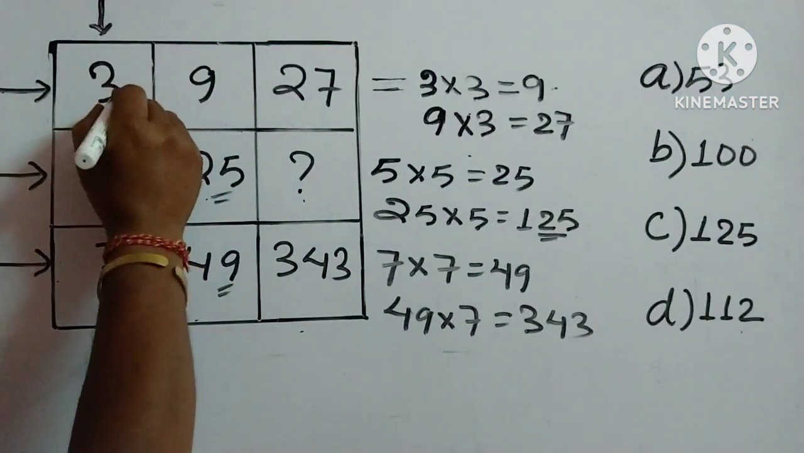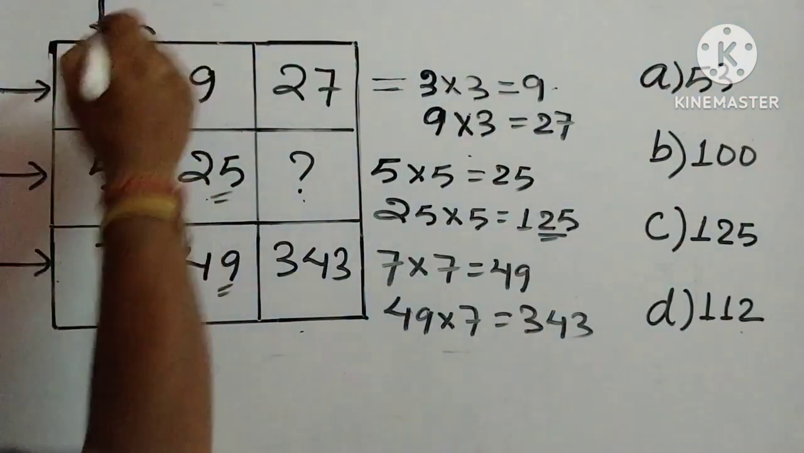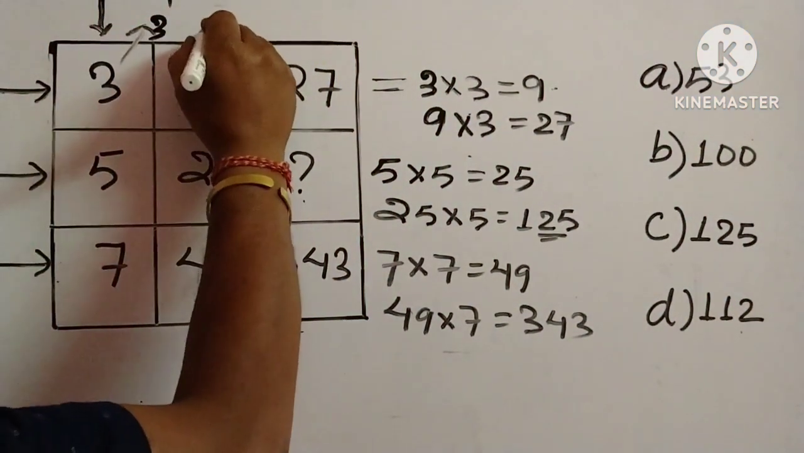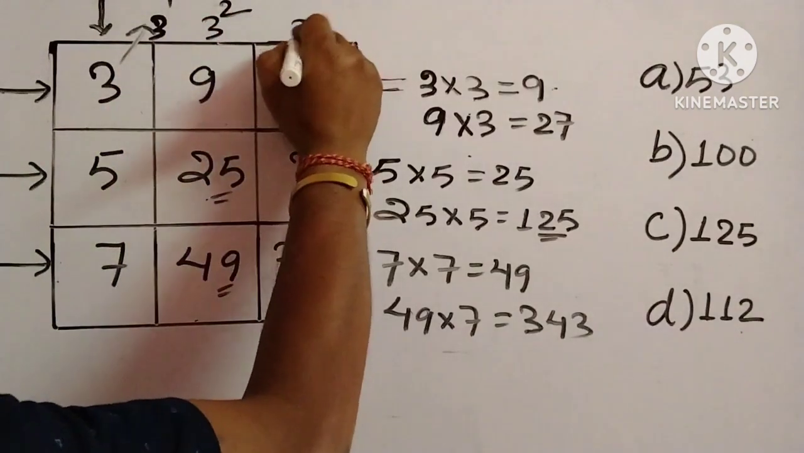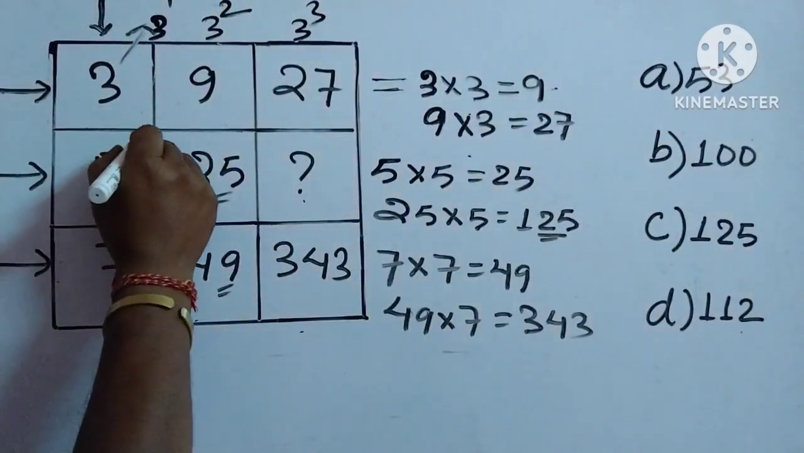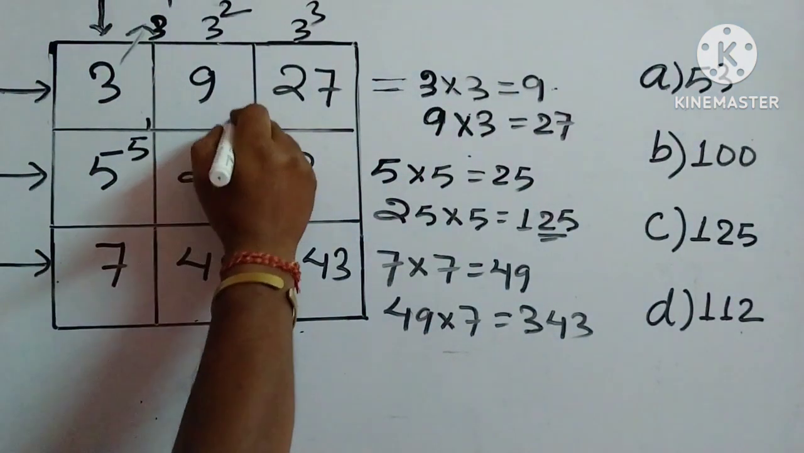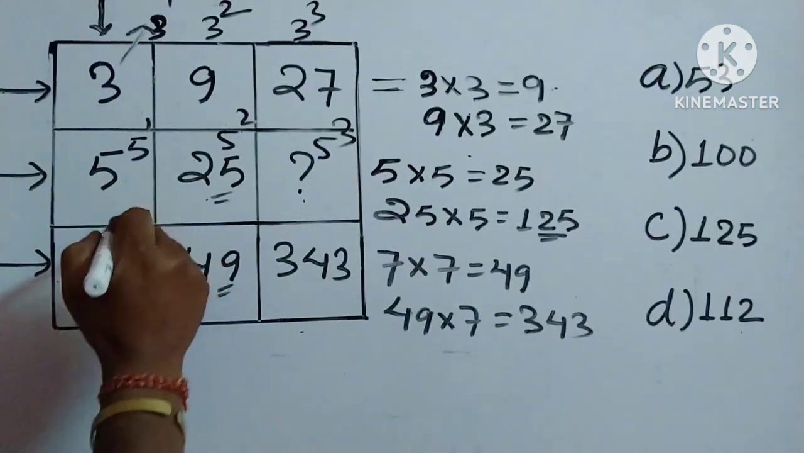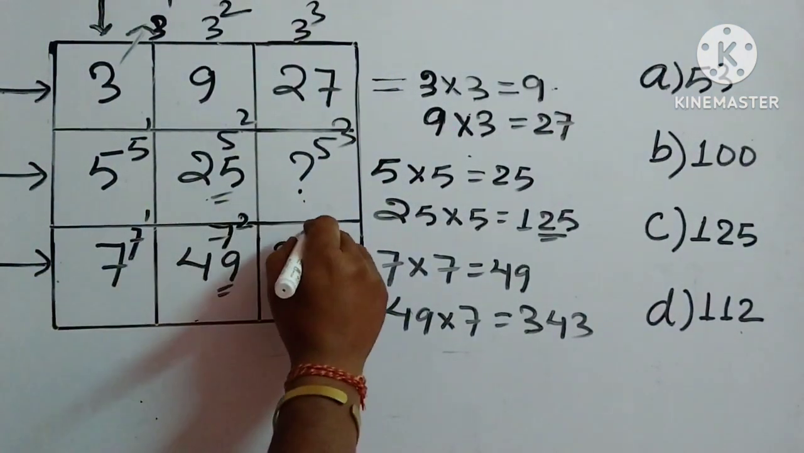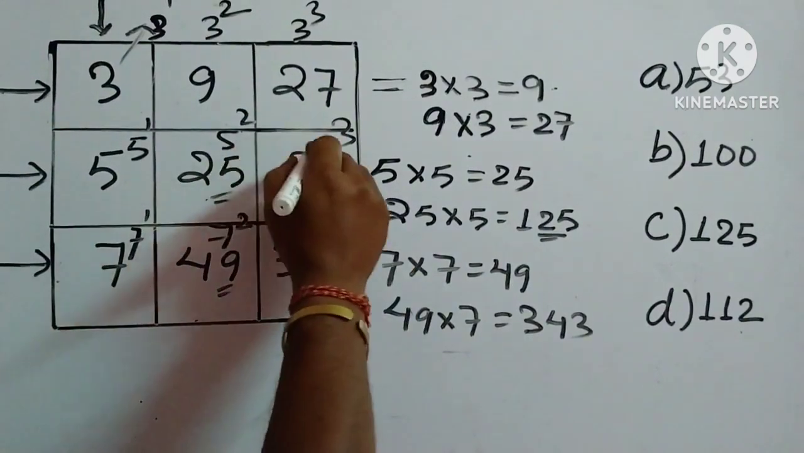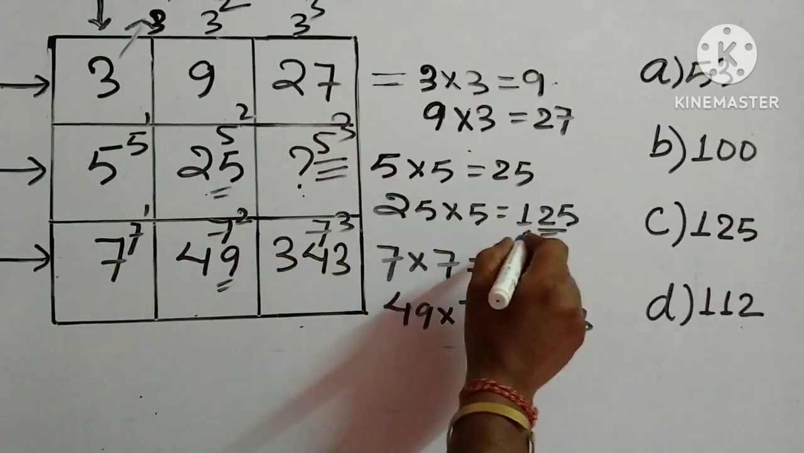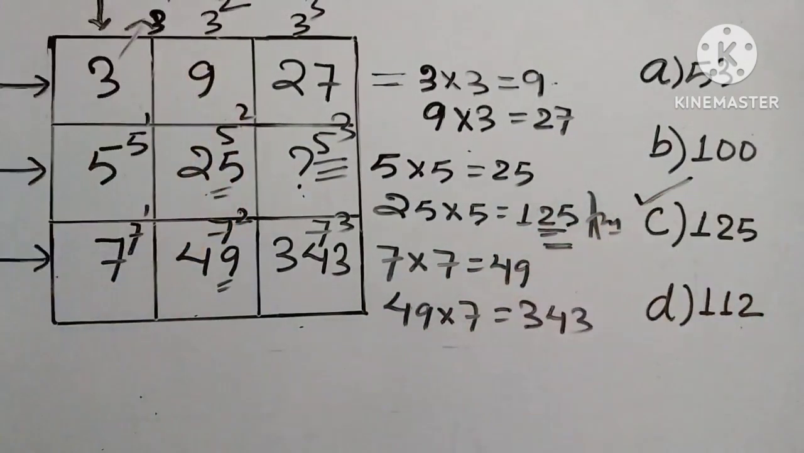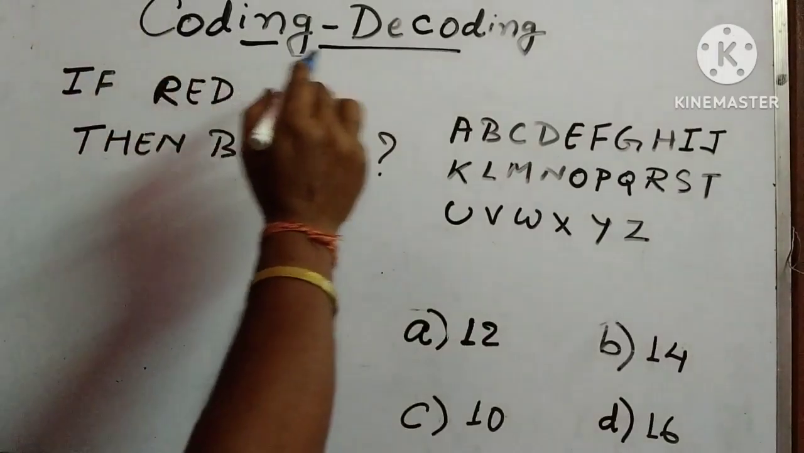This one, in a different way, you can write like this also. This is 3 to the power 1, this is 3 to the power square, and this is 3 to the power cube. This one is 5 to the power 1 is 5, 5 to the power square, so it should be 5 to the power cube. Here this one is 7 to the power 1, this is 7 to the power square, and this is 7 to the power cube. So 5 to the power cube is 5 into 5 into 5, which is 125. So this is the answer. Answer is option C.